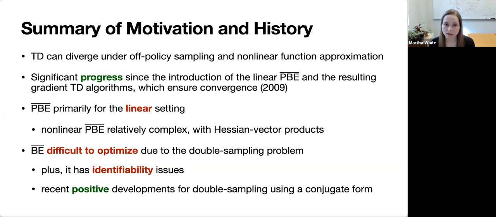And otherwise, the Bellman error doesn't have any such issue about being restricted to the linear setting, but it, on the other hand, has this double sampling problem. Plus, Rich Sutton has also pointed out a few identifiability issues with the Bellman error. So pros and cons to both, but some issues with both. However, really recently, I'll say 2017 or 2018, someone proposed a really neat strategy to try to start dealing with this double sampling problem using this conjugate form of the Bellman error. And that idea is exactly what we rely on to introduce our new generalized objective.